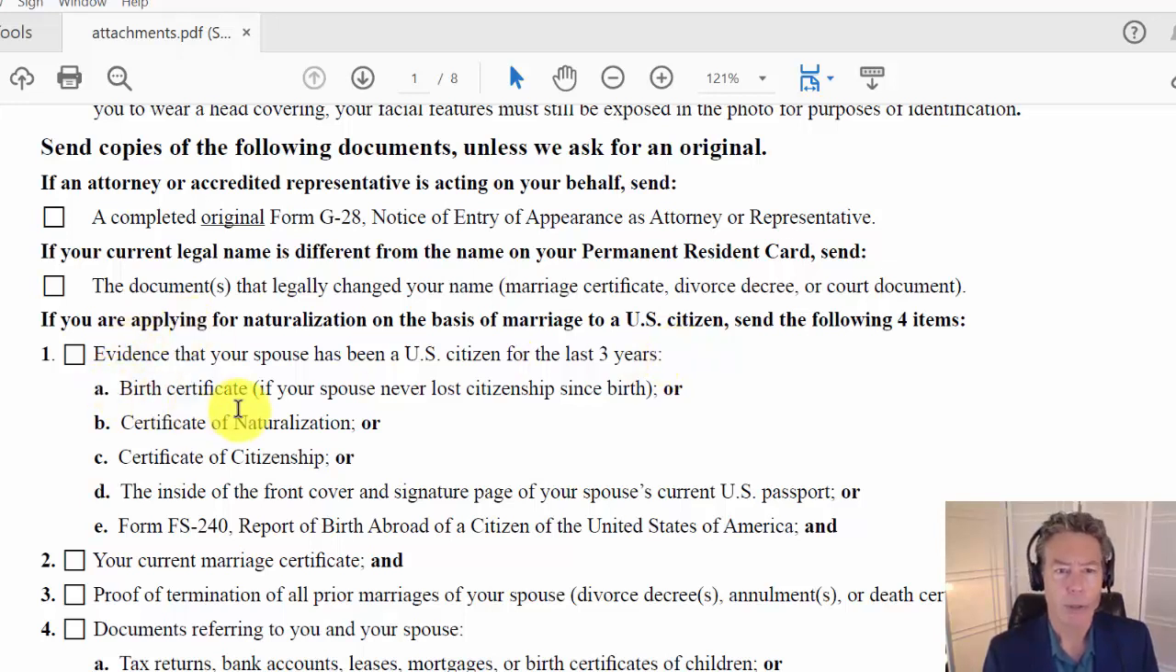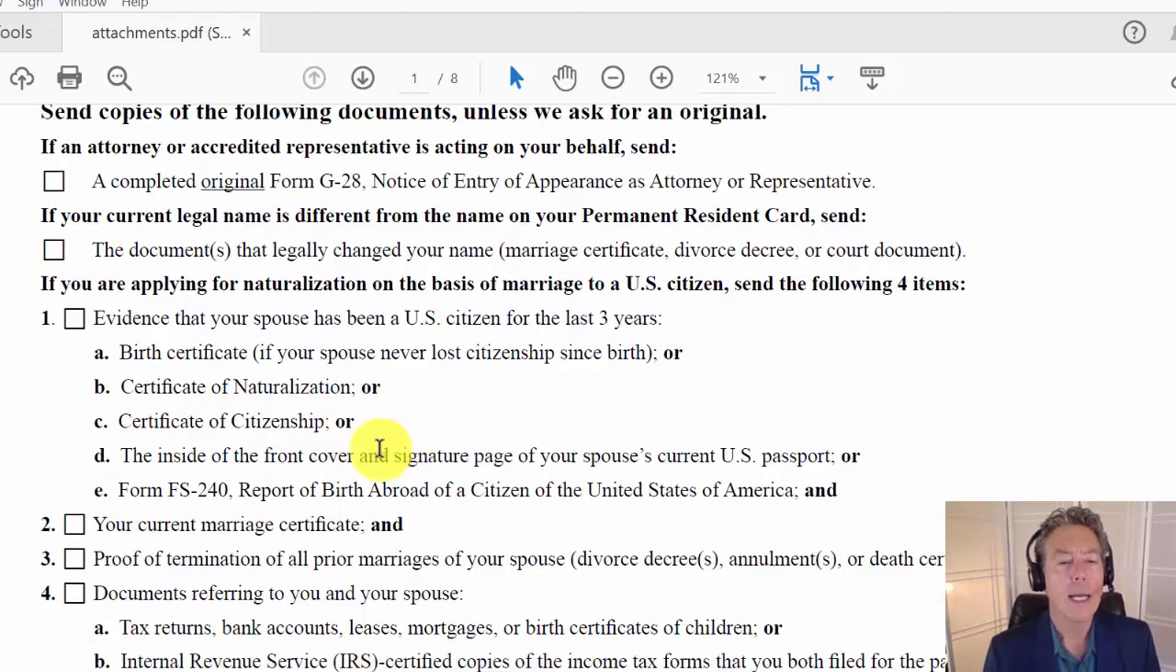So you need your birth certificate, if your spouse never lost citizenship since birth. That's usually a great way to prove citizenship for your spouse. Or a certificate of naturalization, or certificate of citizenship, or the inside of the front cover and signature page of your spouse's current U.S. passport, or Form FS-240, Report of Birth Abroad of a Citizen of the United States of America, in case they were born abroad and had to process their citizenship through an embassy.